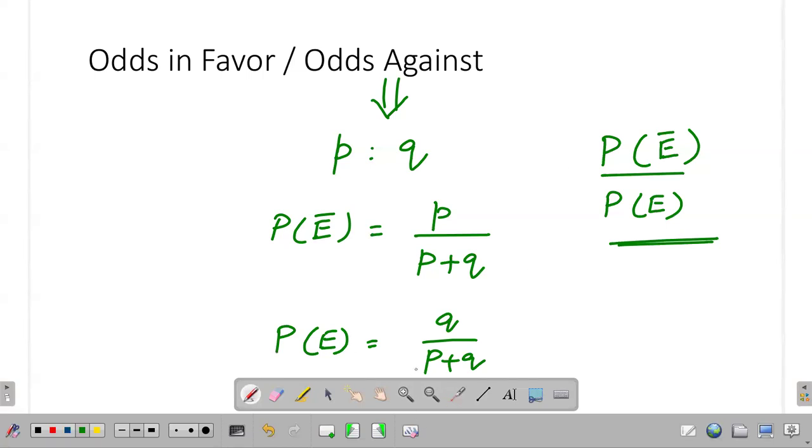Based on these concepts of odds in favor and odds against, I have set a couple of questions for you. So you should know how to interpret that A is to B and that P is to Q that I have just defined. So use it properly.